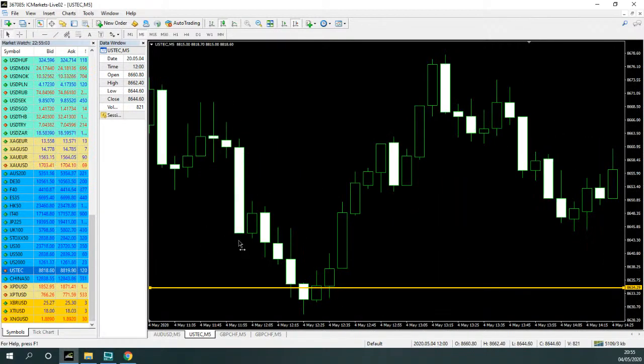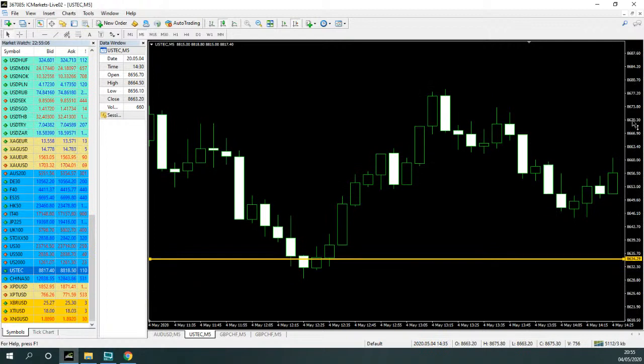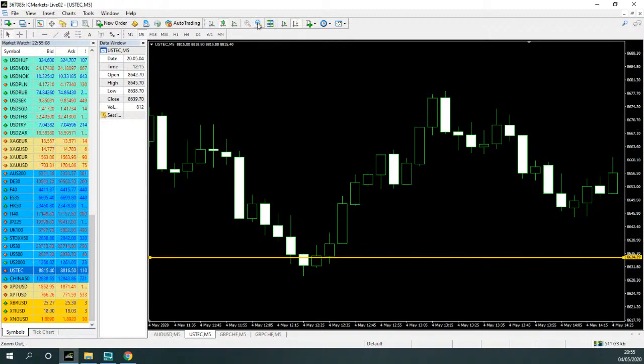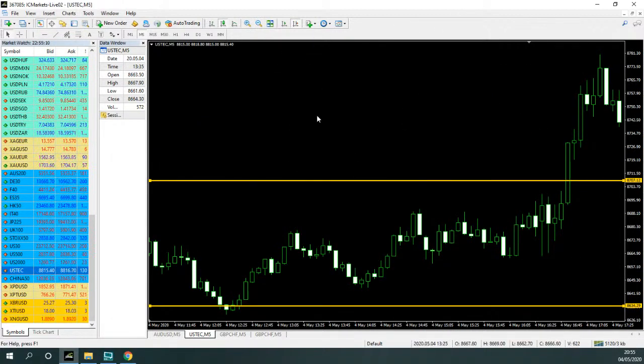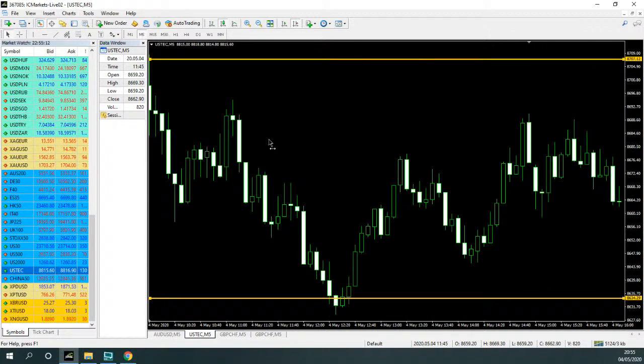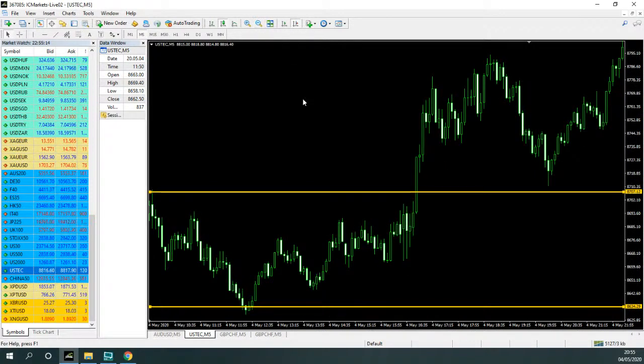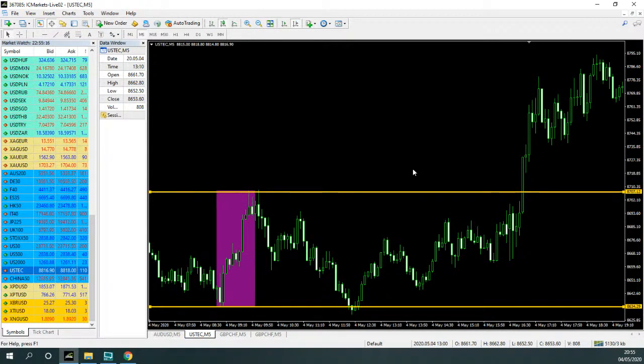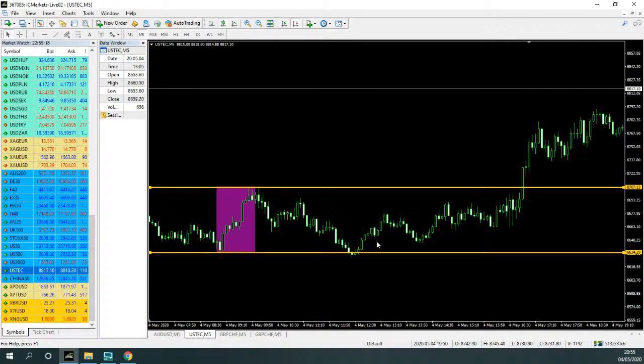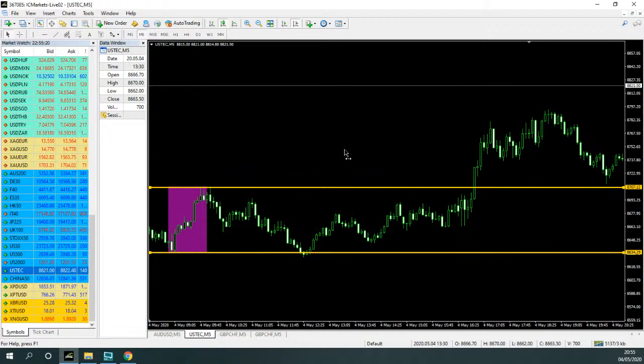Okay. So now the question is, do we make money? Do we make money from US Tech today? Let's make it smaller. Okay, so to answer that question, we need to first of all measure this box here. So let's measure that box here.